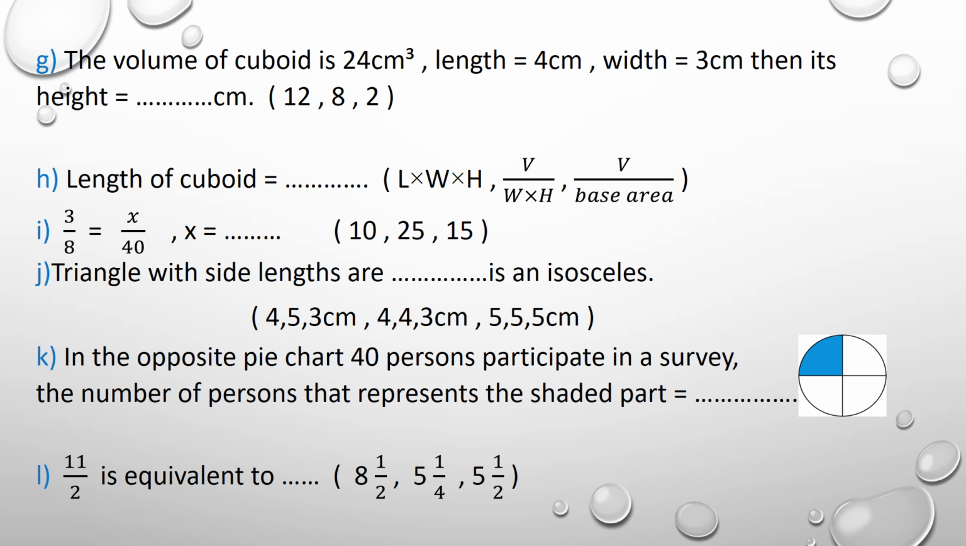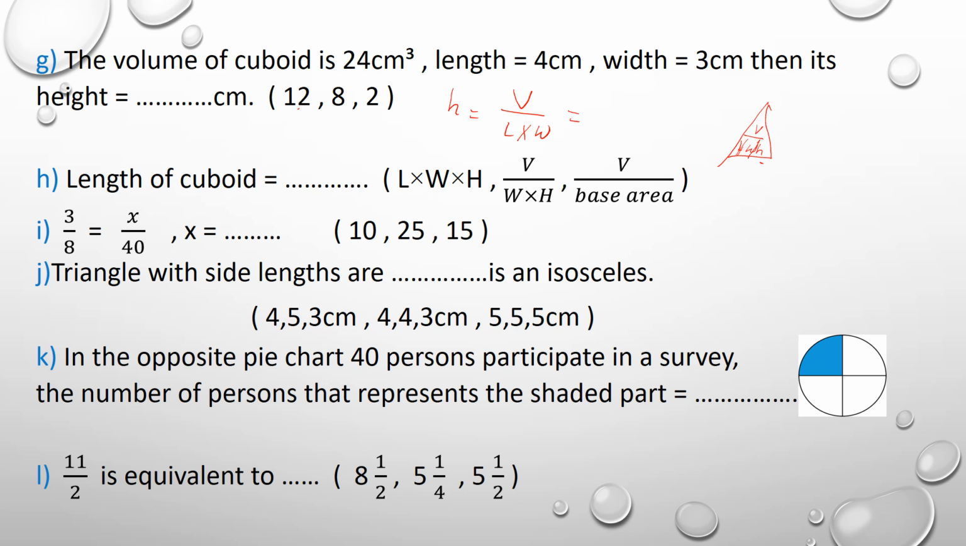Number G. The volume of cuboid is 24 centimeter cube. Length equal 4, width equal 3 centimeter, then height equal dots. I can write the rule like this in a triangle. Here, volume and length, width and height. Okay, we want the height. Height equal volume over length times width.